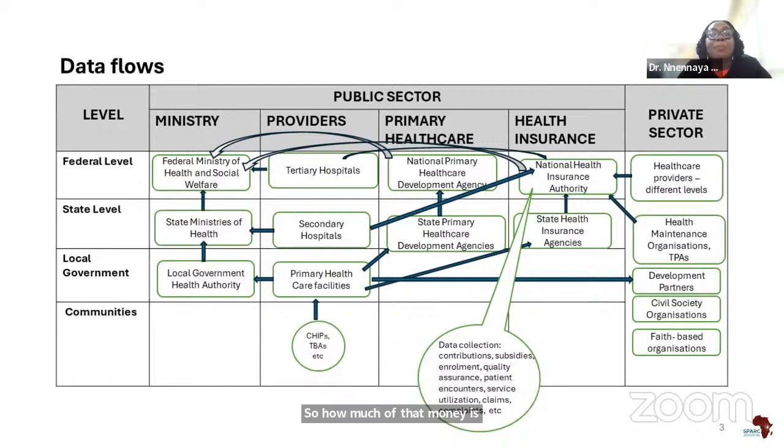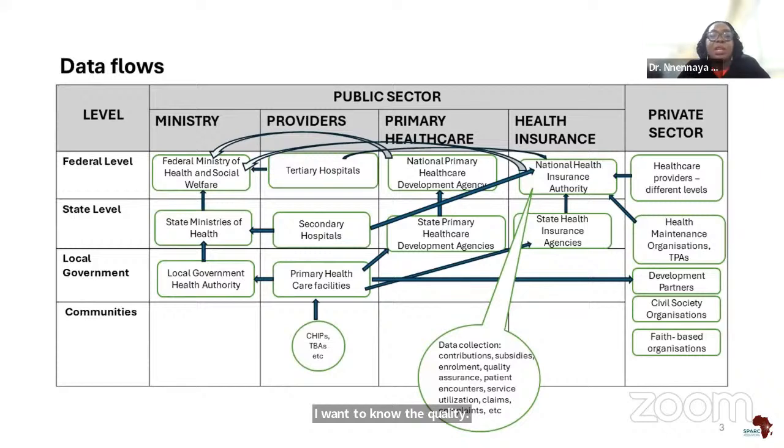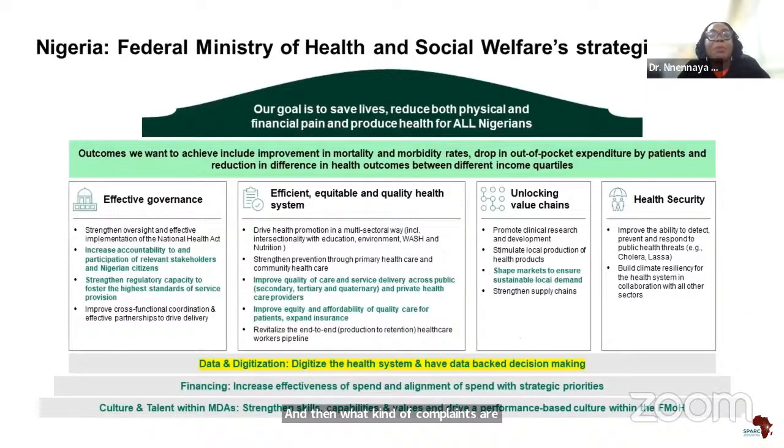We want to know how many people are being enrolled under health insurance. We want to know the quality of services that are being provided. We want to know how many patients are actually coming to the hospital, what kind of services they're utilizing. We want information from the claims, and then what kind of complaints are we getting? How many complaints are there, how many are resolved? And this last slide, just to highlight the importance of data and digitization.